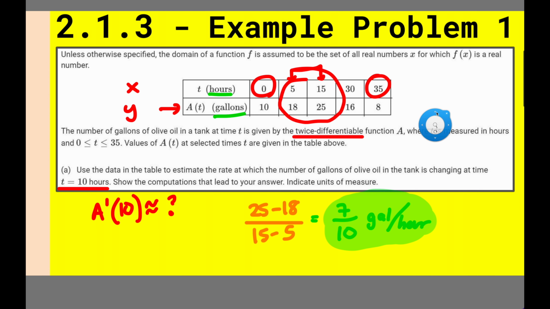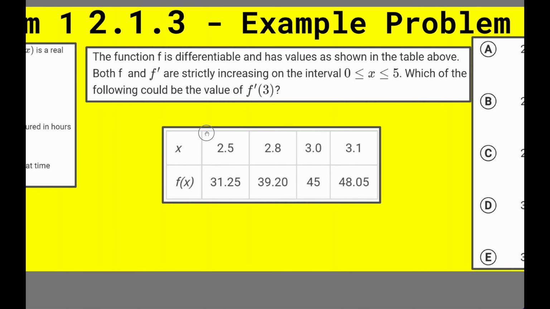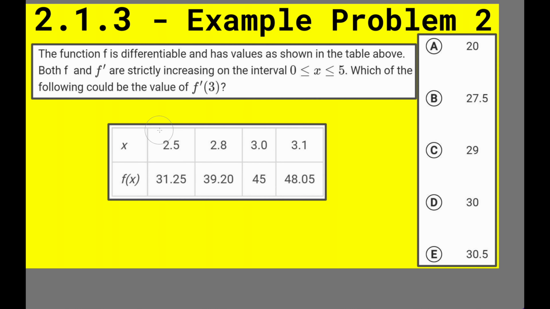Okay, onward we go. Let's do another example problem. The function f is differentiable and has the values shown in the table above, even though the table is below. Both f and f prime are strictly increasing. So the derivative is increasing and the value of f is increasing as well. On the interval from 0 to 5, which of the following could be the value of f prime of 3? Holy cow, this is a lot to break down.